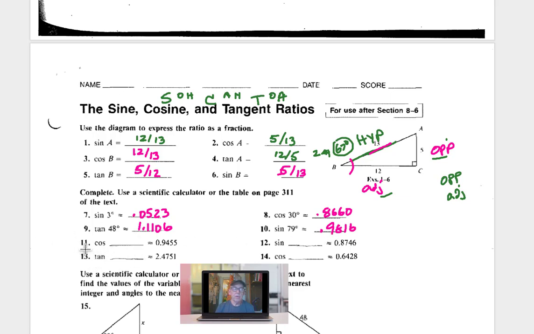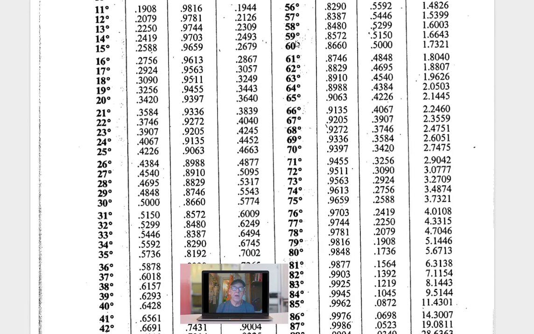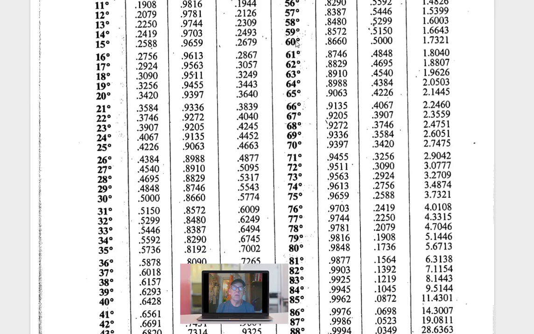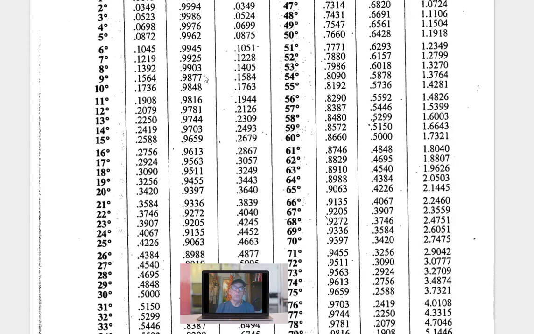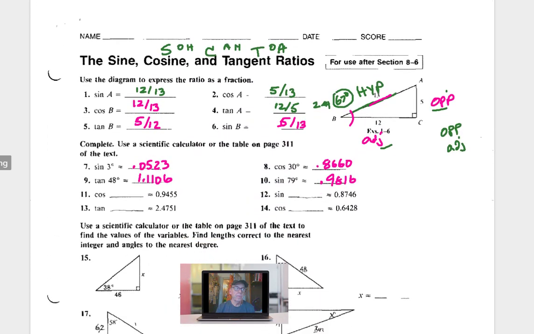Okay, now for number 11, we want to find what angle goes with the cosine being close to, or approximately, 0.9455. So we're going to go to our table, look down the cosine column, and find the closest angle that goes with 0.9455. So go to our table, cosine column's in the middle, we're looking for 0.9455. Right here, 19 degrees goes with cosine 0.9455. It's 19 degrees.